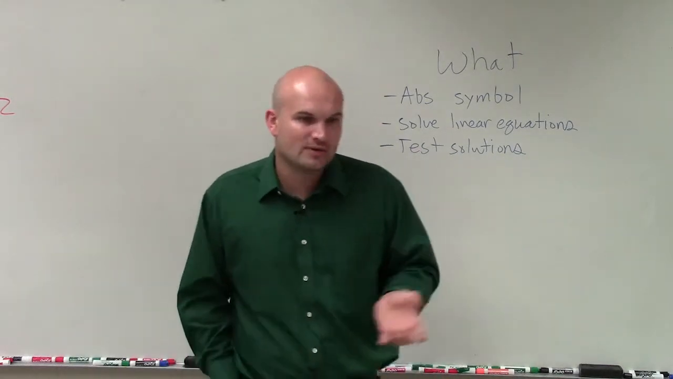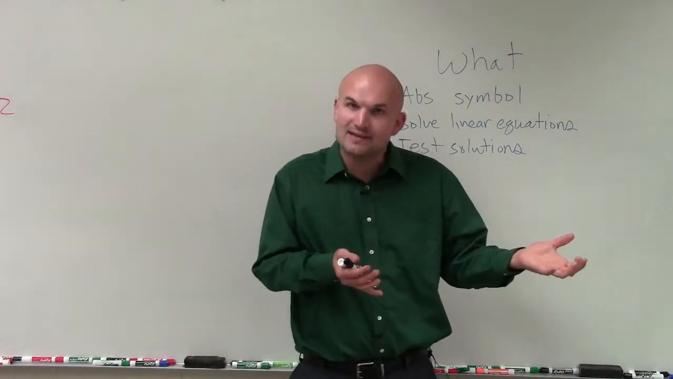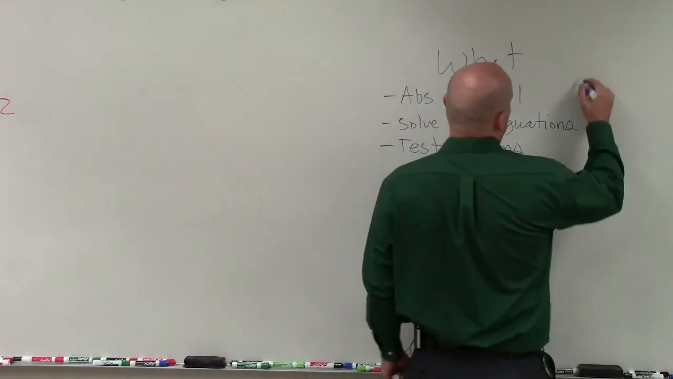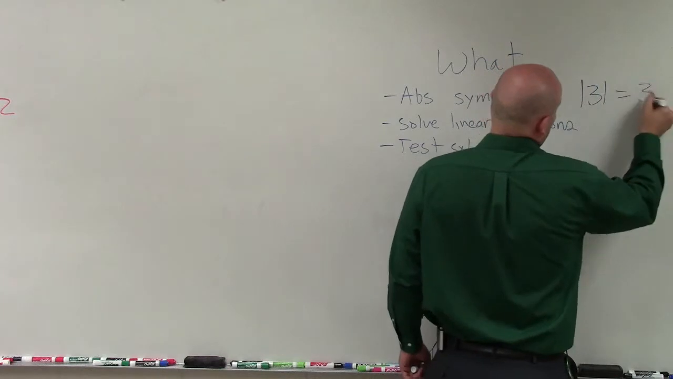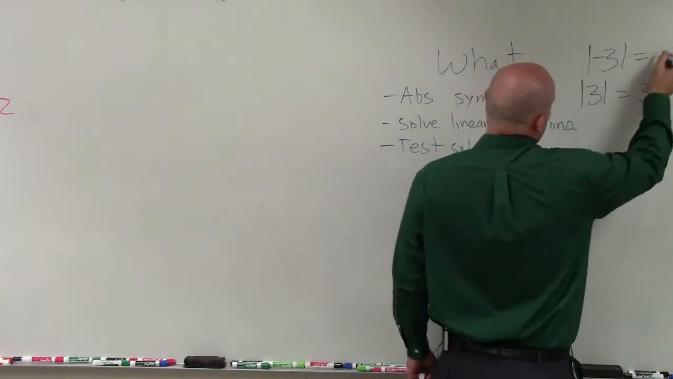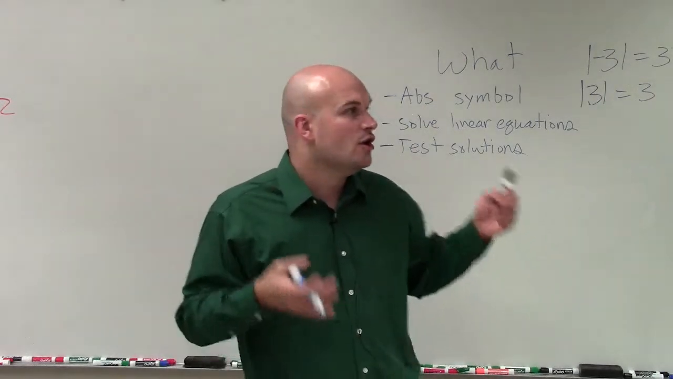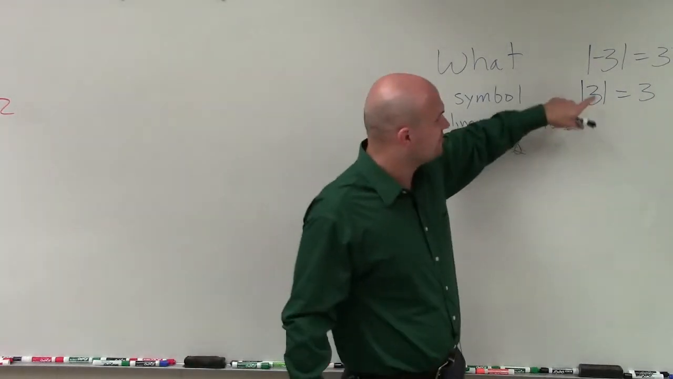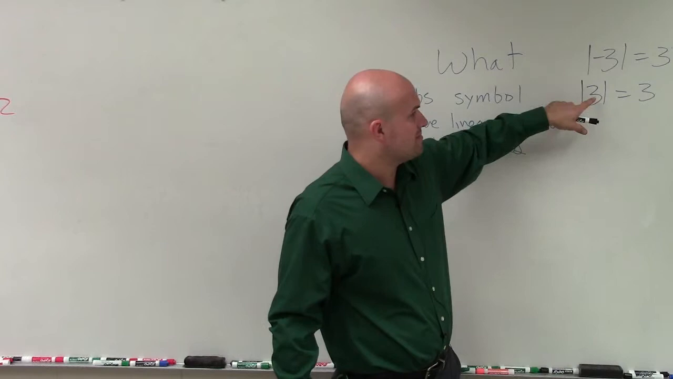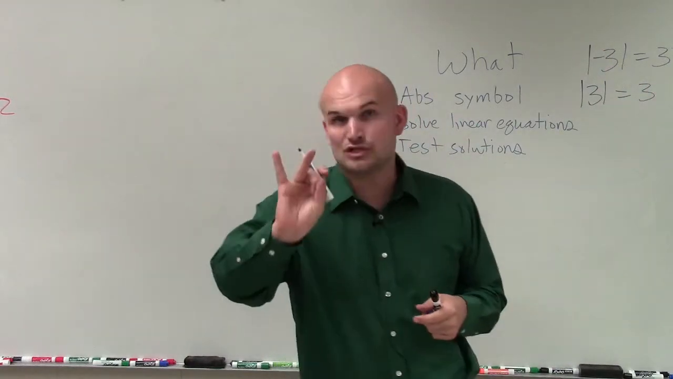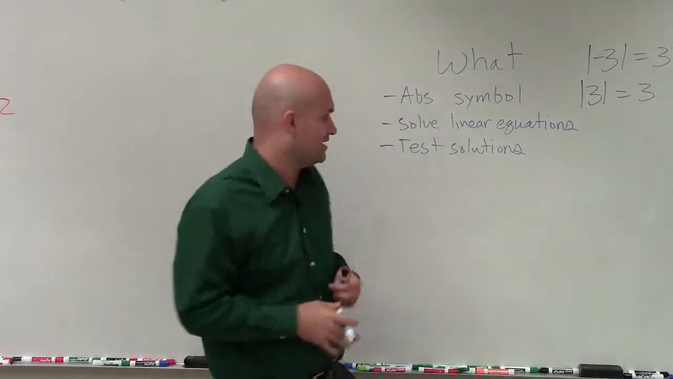Well, that unknown can produce a positive value inside the absolute symbol or also a negative value. Because remember, absolute value, let's just say the absolute value of 3 is equal to 3. And the absolute value of negative 3 is equal to 3. So when we're dealing with variables and we're trying to find the value of that, we need to know that we're looking for a variable that's going to produce a positive as well as a negative value in there. So therefore, we have a possibility of having two solutions when solving absolute value equations.